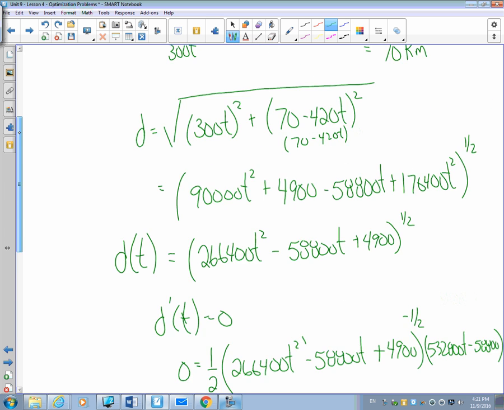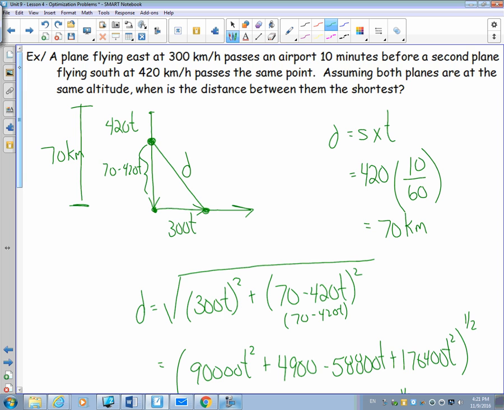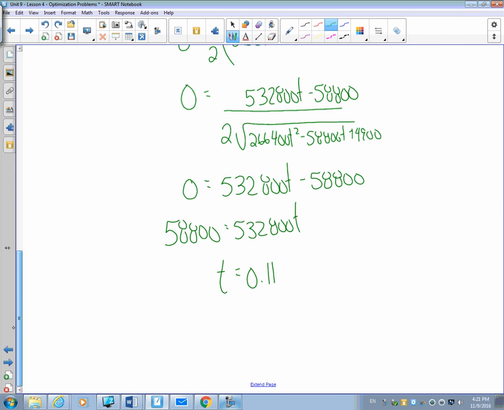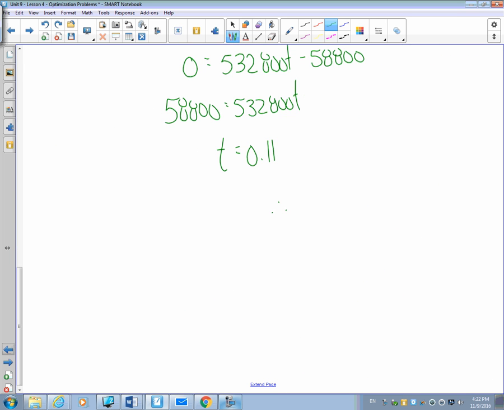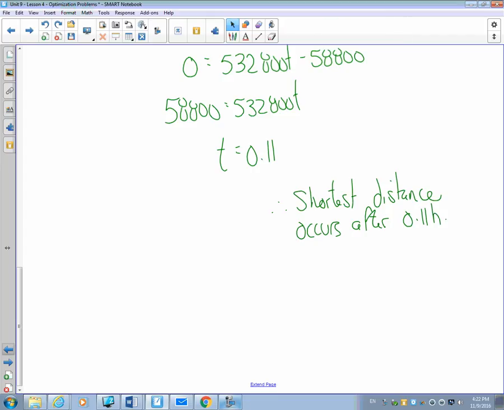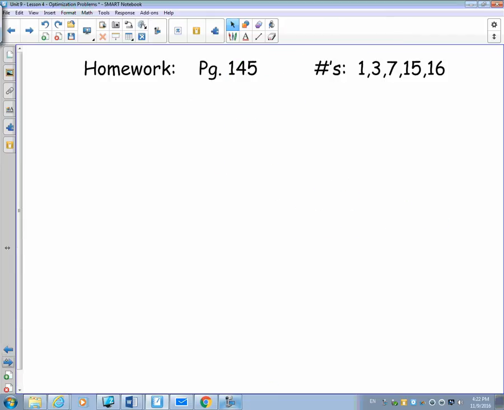Okay, so the question was, did it ask us distance this time or time? It asked when is the distance, not what is the distance. So the shortest distance occurs after 0.11 hours. Okay, and that's the end of our simpler optimization problems. I know the last two weren't all that simple, but they are the same process, so it makes them a little bit easier to work with.